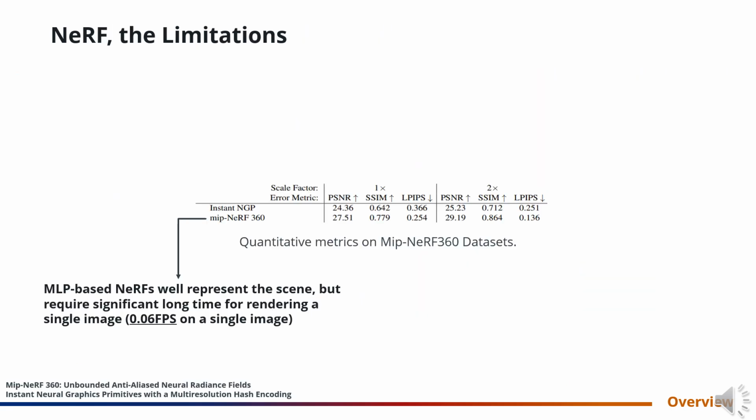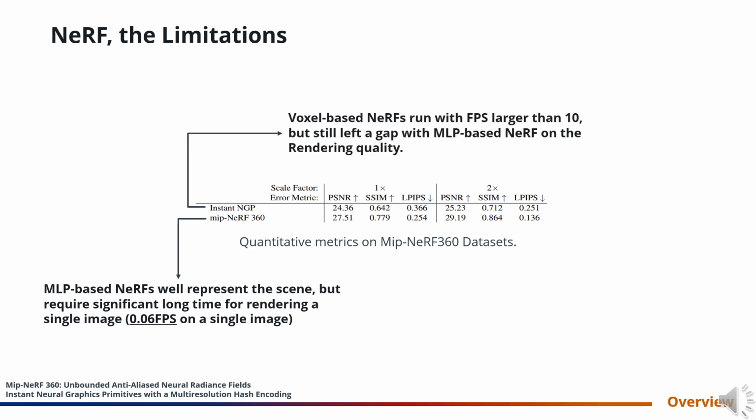Neural radiance fields, or NeRF, have demonstrated promising ability for photorealistic 3D modeling and synthesis from multi-view images. However, MLP-based NeRF has struggled with rendering speeds for practical deployment in real-world scenarios. For example, MIP NeRF 360 runs at only 0.06 FPS on the unbounded scenes. Voxel-based NeRF, for example, Instant NGP, improves the rendering speed to 10 FPS, but the performance still lags behind the MLP-based representations. Therefore, NeRF-based methods hardly balance between the rendering speed and quality.